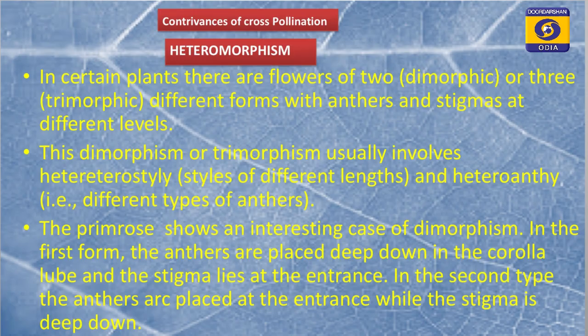So, the next contrivance of cross pollination is heteromorphism. In some plants there are dimorphic conditions and trimorphic conditions of flower. That means two morphological conditions or three morphological conditions. So, that is known as heteroanthy if anthers are placed in different positions, or heterostyly if styles are present in different positions. So, in so many plants this dimorphic and trimorphic condition is seen, because of which this heteromorphism condition is seen, and that is what we have already discussed in case of self sterility or self incompatibility.